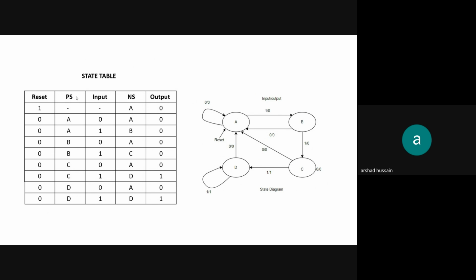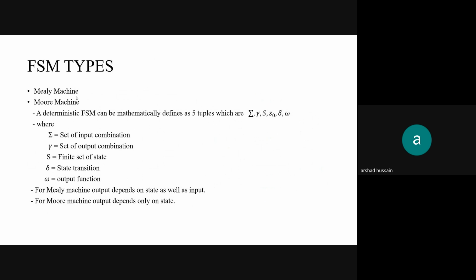Now the state diagram is easily understandable, while the state table looks a little bit jumbled and complex to interpret. So it is very convenient to go for the state transition diagram. As we know, there are two types of FSM: the Mealy machine and the Moore machine. Let's see what these are.